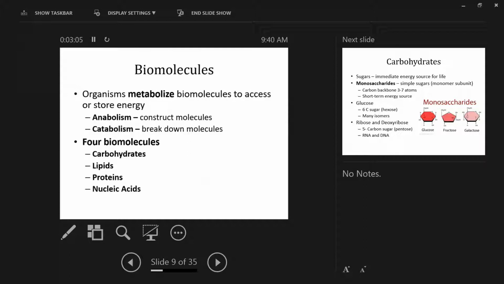Our 4 main biomolecules, again, are carbohydrates, lipids, proteins, and nucleic acids. Organisms metabolize these molecules to either access or store energy. To build things up is called anabolism. To break things down is called catabolism. But in some way, we're either forming or removing portions of these molecules to access that energy source, or we can use them for structure, etc.